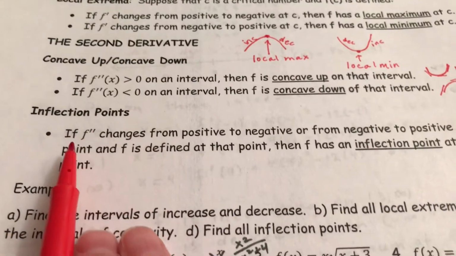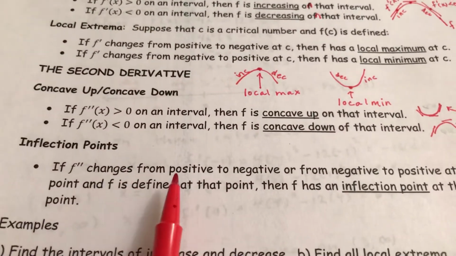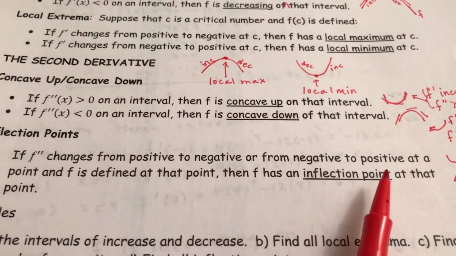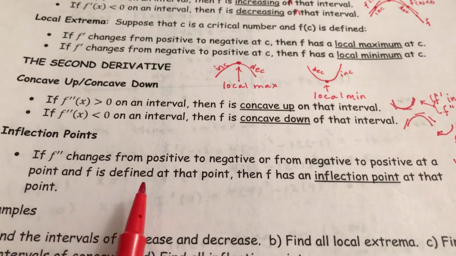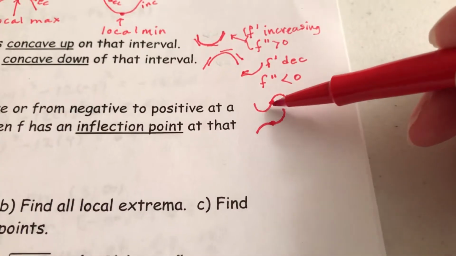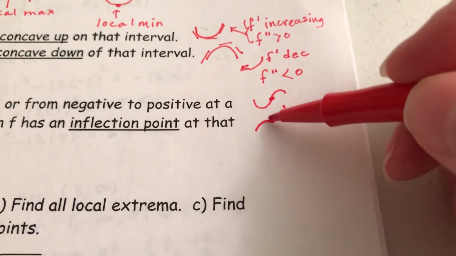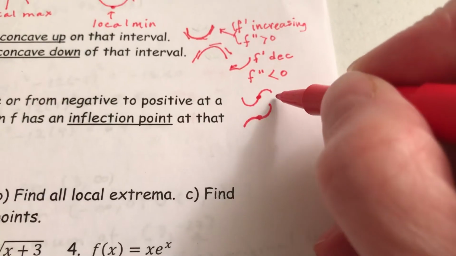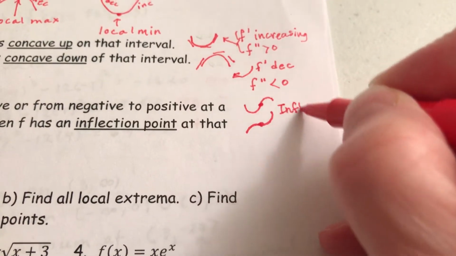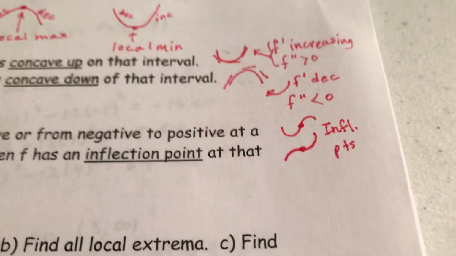Inflection points. If the second derivative changes, see up here? Here we're talking about the derivative changes. If the second derivative changes from positive to negative, or from negative to positive at a point, and f is defined at that point, then f has an inflection point at that point. So if we look here, this is concave up, then concave down. That is considered an inflection point. This one's concave down to concave up. Here we have inflection points. Kind of a demonstration of some inflection points.